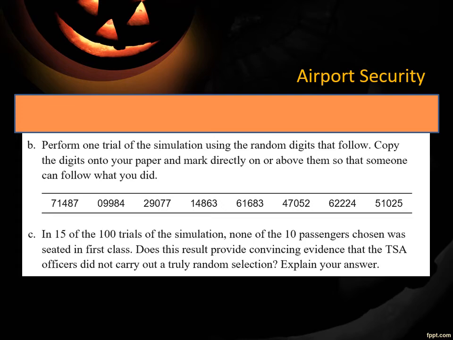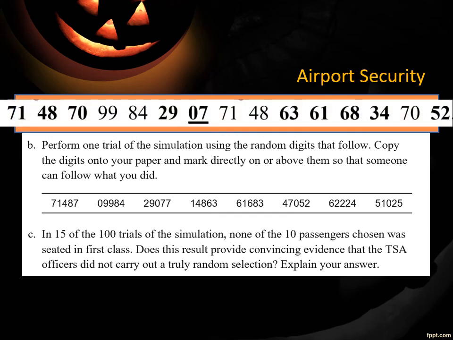Okay, so now that we're back, let's go over the answer to B. So for B, this is what I would have done. So looking at the numbers here, I have bolded the numbers that I would have chosen that are actually in our range. So 71, that's a coach passenger. Then I would look at 48, coach, 70, coach, 99, out of range, 84, out of range, 29, coach passenger, 07, ooh, first class, underlined, just so we know this represents something different.